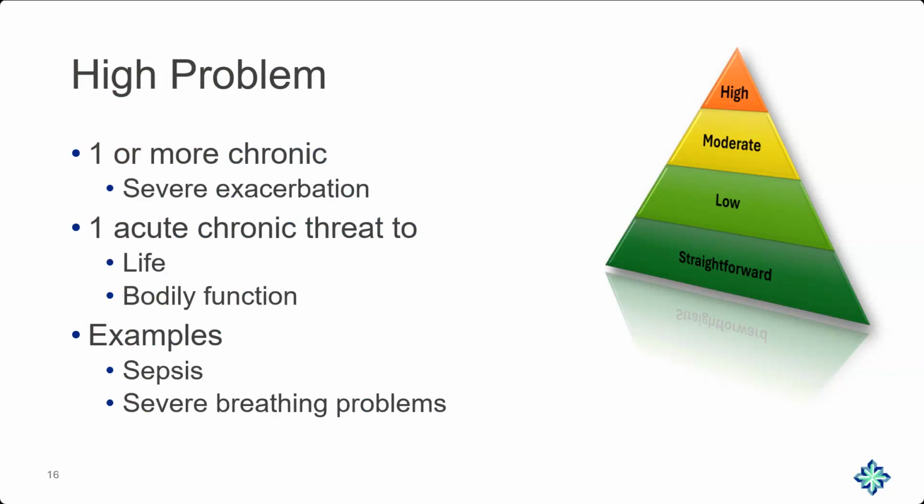We also are going to be looking at one acute or chronic threat to their life or bodily function. So you want to look at what their situation is. Some examples would be sepsis, maybe they have COPD and they have severe breathing problems. Maybe there's wildfires in the area and the smoke is significantly exacerbating that condition. Sepsis obviously can be a very serious condition, and maybe they're having cardiac issues as well. That's all going to come down to the documentation and the medical decision making of the practitioner.